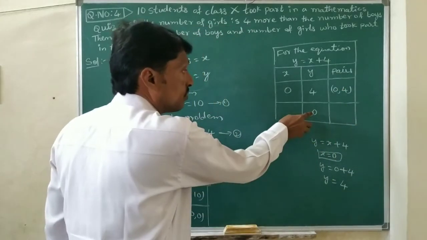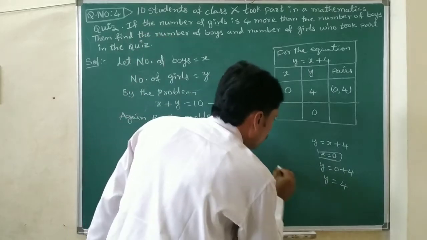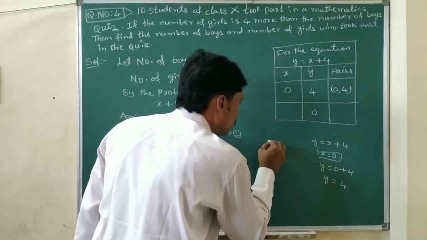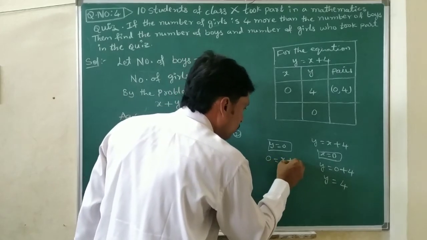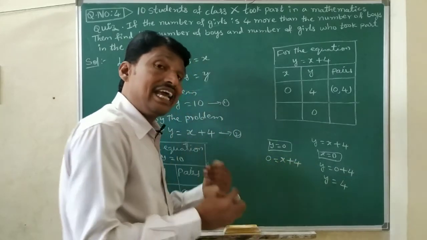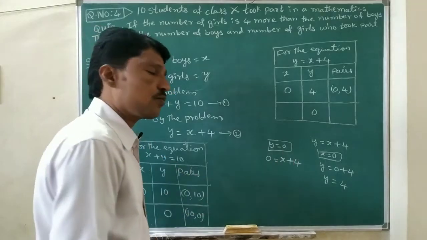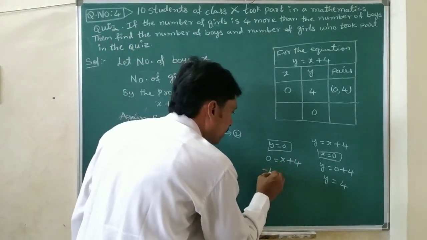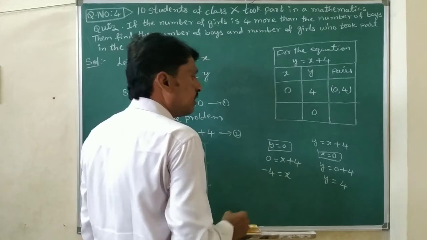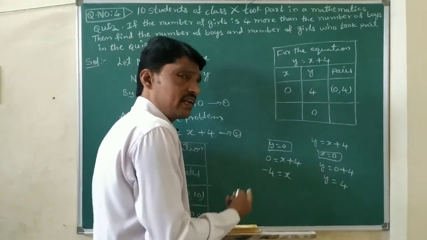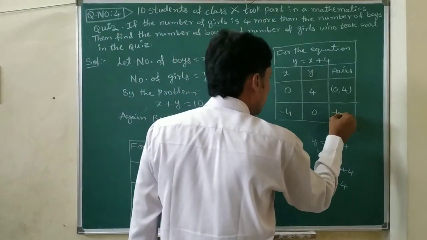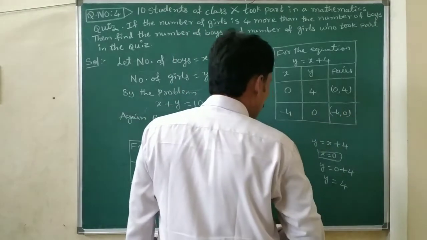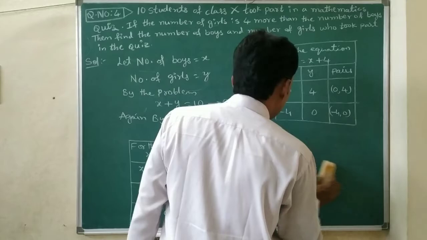Now we are assuming y value is 0. So here I am writing y equal to 0 means 0 equal x plus 4. So we need x value. This plus 4 you can transpose to left, means minus 4 equal to x we are getting. 0 minus 4 directly we write minus 4, means we are getting minus 4. So (minus 4, 0). So this total we are plotting on the graph.